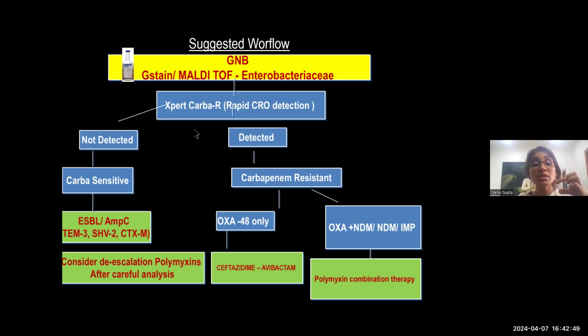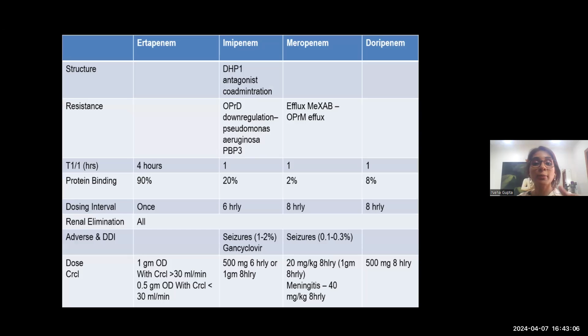However, if it is not detecting the carbapenem, then there is a possibility of an ESBL or AmpC, and de-escalation of the antibiotic can be done. So if the patient is on polymyxin, then with careful analysis, de-escalation can be performed.